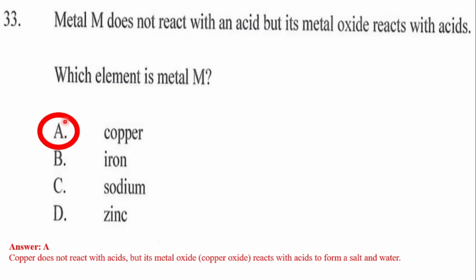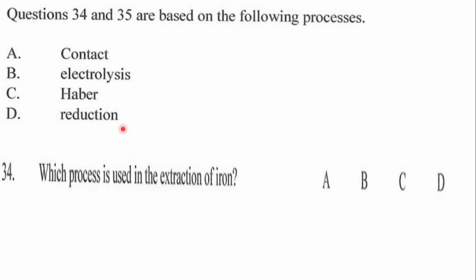So the correct answer is definitely going to be A, copper. Let's move on to question number 34. Questions 34 and 35 are based on the following processes: contact, electrolysis, Haber, and reduction. Question 34 says, which process is used in the extraction of iron? Is it contact, electrolysis, Haber, or reduction?